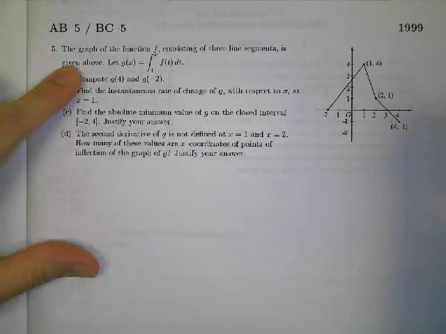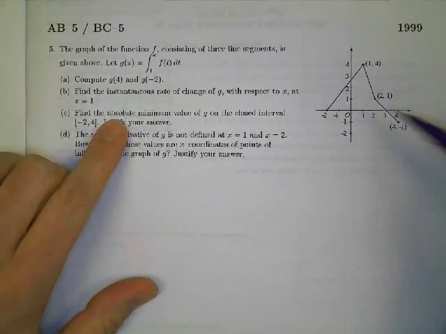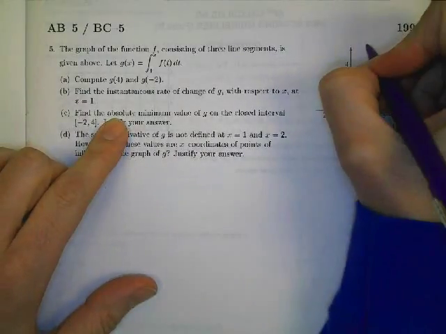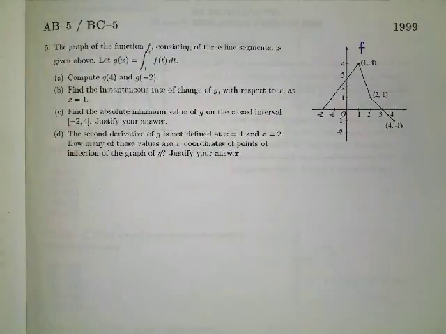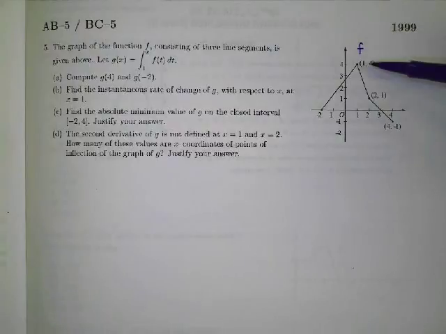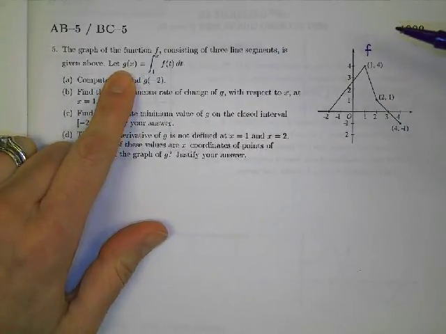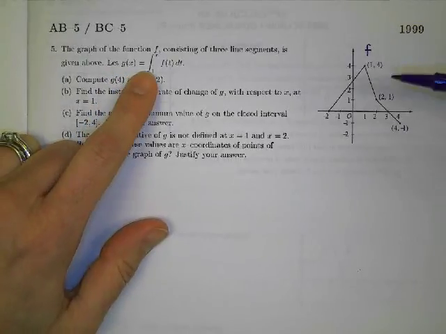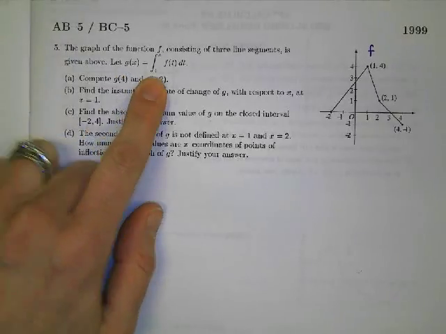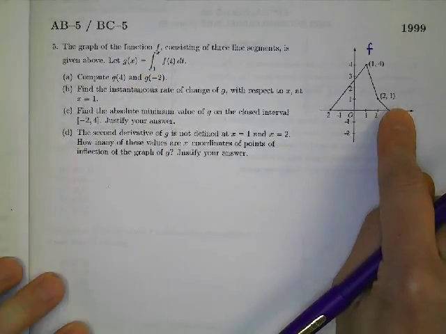So here we have, it says the graph of the function f consisting of 3 line segments is given above, or really to the side here. And so what I always like to do is label this f really clearly so that as I work through the problem, it's in my mind really clearly that this is f. Now, I've got the function g of x that's defined as the integral from 1 to x of f of t dt. So I want to be really clear. g is defined as the integral of f. My graph is of f.